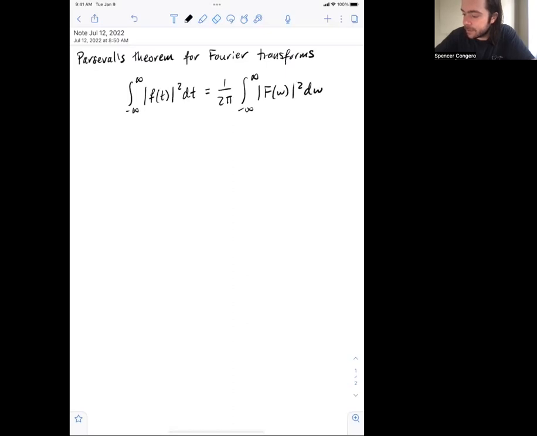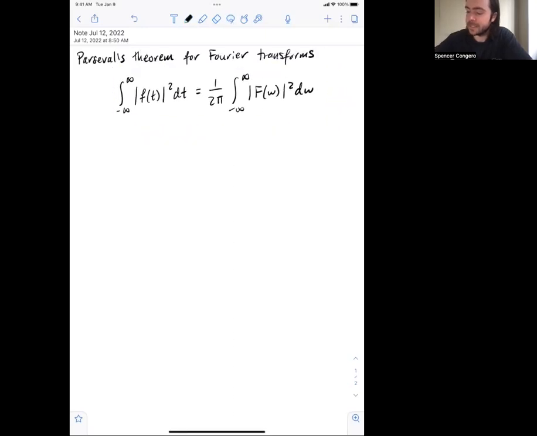So you can see how they're pretty similar. Here we're integrating the magnitude squared of our function in time. Here we're integrating the magnitude squared of our function in frequency, the Fourier transform, and sometimes this is called the energy spectrum. Those are just some terms that you might see here and there, but this is Parseval's theorem.